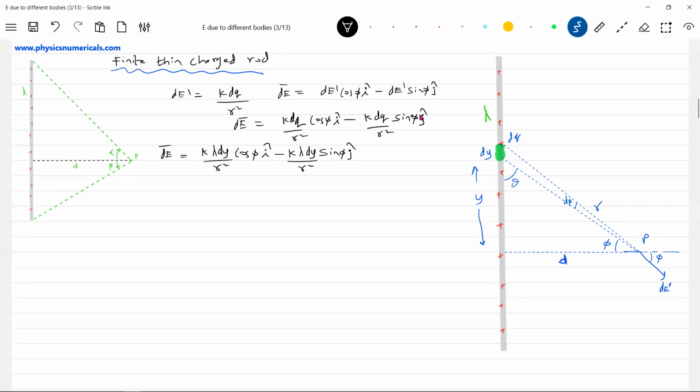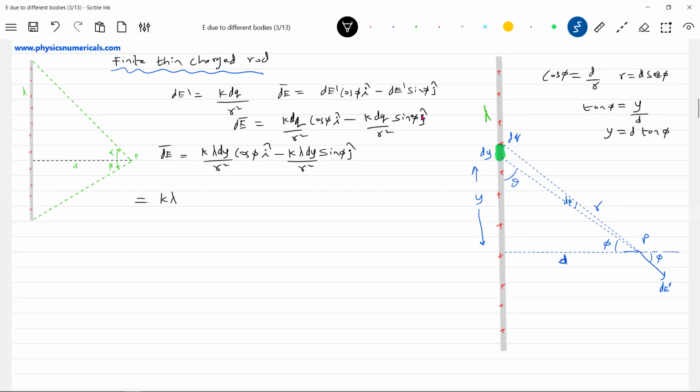Okay, for that I'll look at the geometry. cos phi is equal to d by r, so r equals d secant phi. That's one thing. Next, similarly, tan phi is equal to y by r, or y equals r tan phi. Let me substitute these things here.